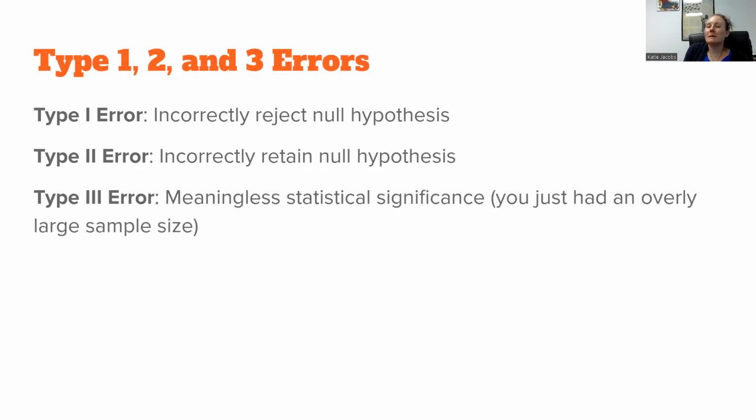Then type 3 error, this may be new for a lot of you all because this deals more with the research methods type thing than stats. But this is when you find that your results are statistically significant. So we find that there's a significant difference, but the differences are actually really, really tiny. The only reason why you found those differences is because you had a really huge sample. So it didn't take a whole bunch to find statistically significant results.